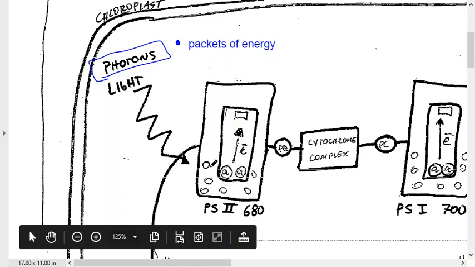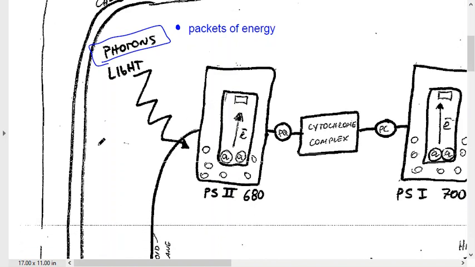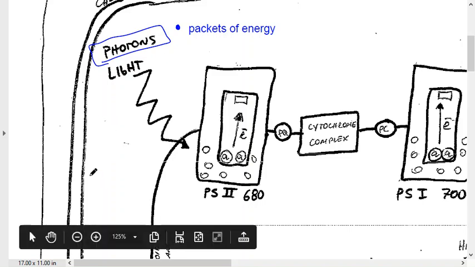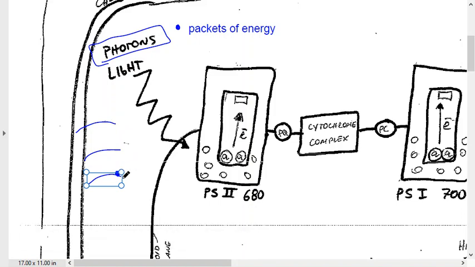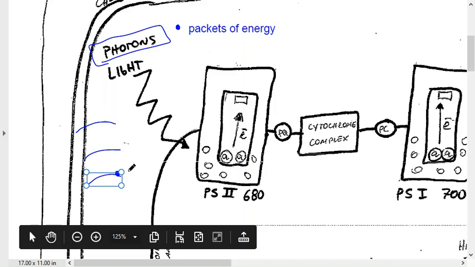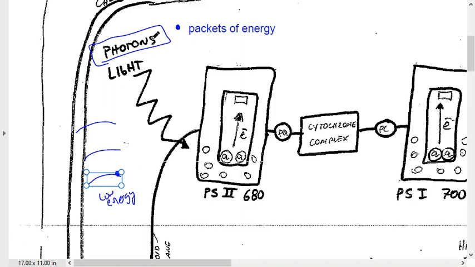And they're going to excite electrons in all of these pigment molecules. So just as a reminder, electrons exist in orbitals. So here we've got orbital levels, and your lower electrons that are in these lower orbitals closer to the nucleus of the atom have lower energy levels. And basically these photons are going to excite these electrons.